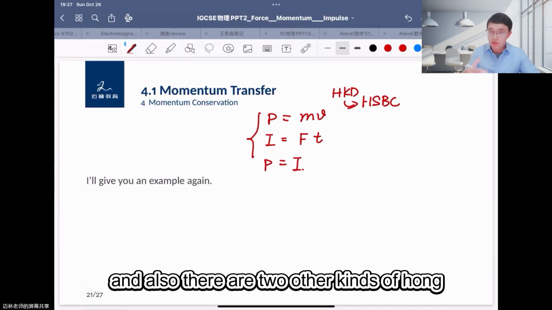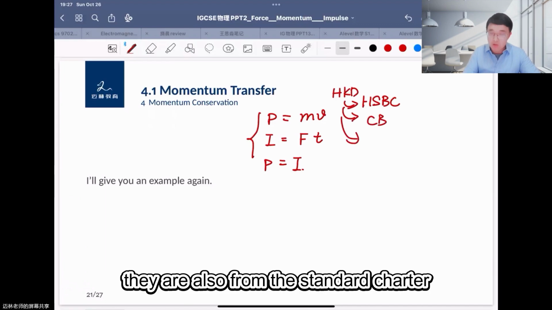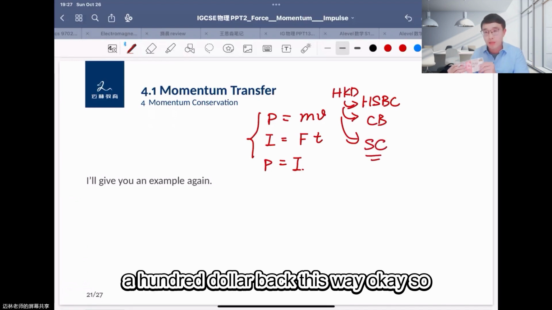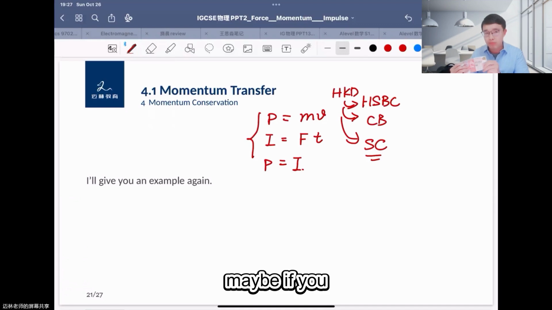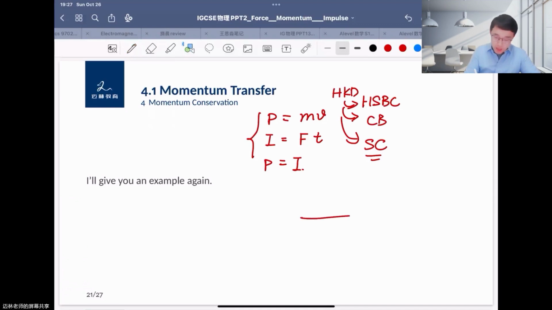And also there are two other kinds of Hong Kong dollar, like they're from China Bank. Maybe they are also from the Standard Chartered. Okay, like here. There are three banks that print Hong Kong dollar this way. Okay, so maybe if you are Hong Kong people, right?